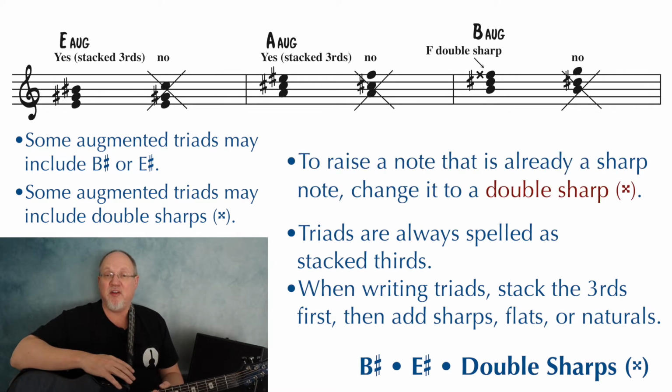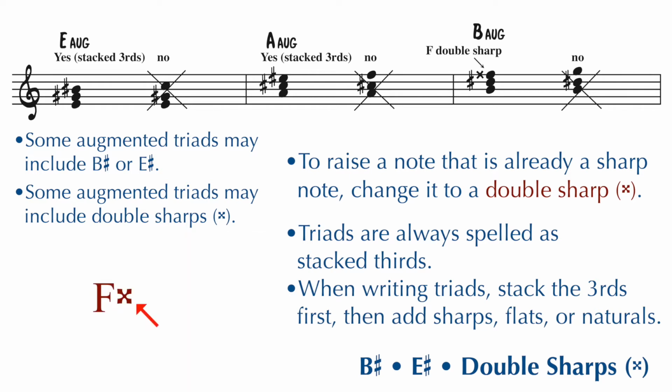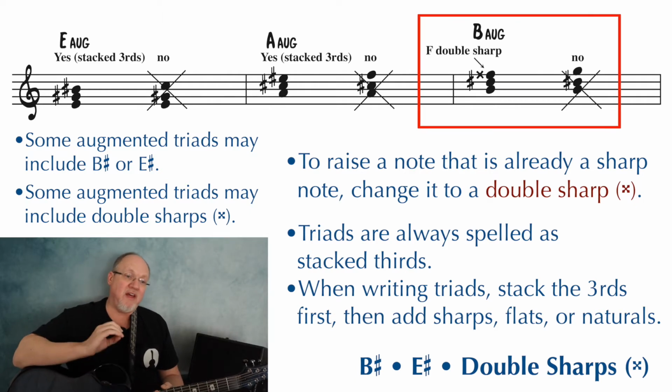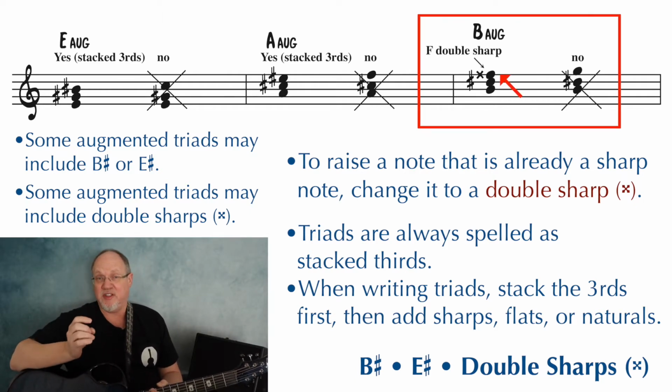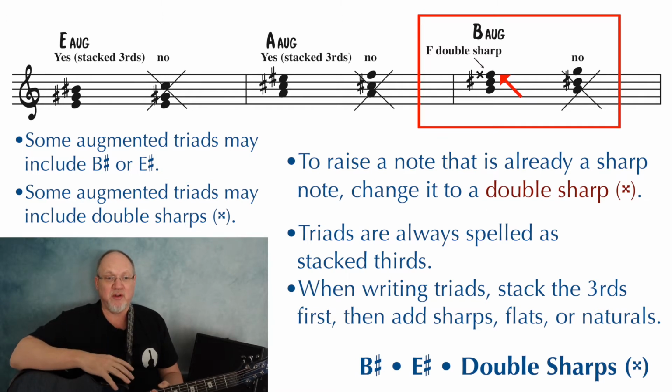If that perfect fifth above the root is already a sharp note, then the augmented fifth is going to be a double sharp, and here's what a double sharp looks like. A double sharp is a note that has been sharped twice, essentially raising it a whole step. In this example, the F double sharp sounds the same as the G, but again, it's spelled this way so that the triad is written as a series of stacked thirds.